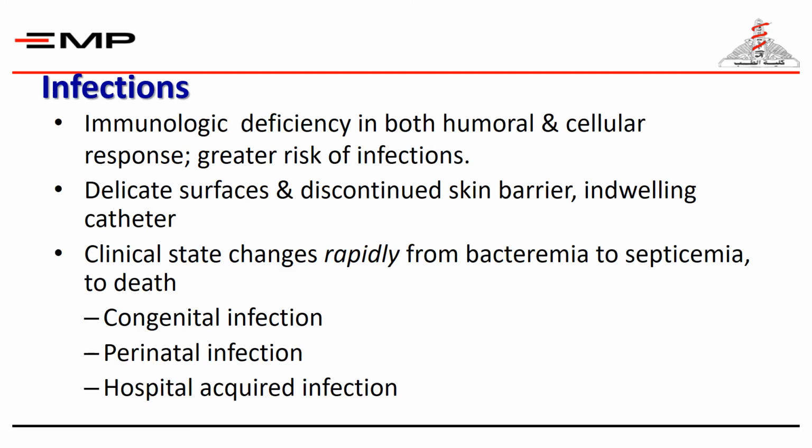Preterm infants are liable to infection because they have deficiency in both humoral and cellular immunological response. They have delicate surface and discontinued skin barrier due to tubes, IV lines, and indwelling catheters. Clinical state changes rapidly from bacteremia to septicemia in hours or less than hours to death if not treated well. Infection may be congenital infection, perinatal infection, or hospital-acquired infection.